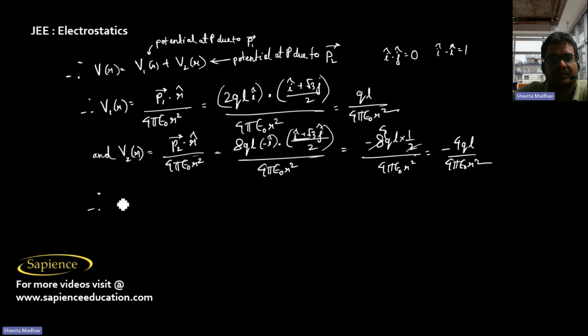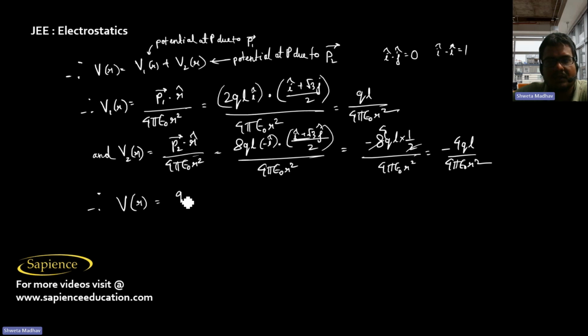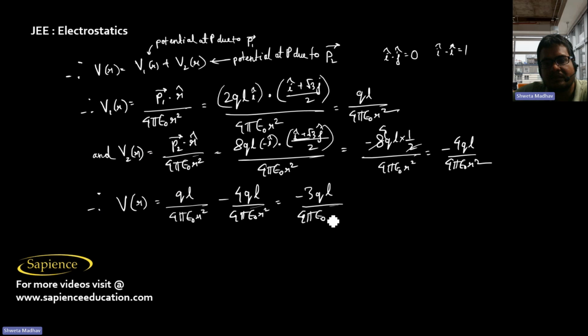So therefore the net electrostatic potential at the point R due to the dipoles P1 and P2 will be equal to QL by 4 pi epsilon naught R square minus 4QL by 4 pi epsilon naught R square. So this will be equal to minus 3QL by 4 pi epsilon naught into R square.